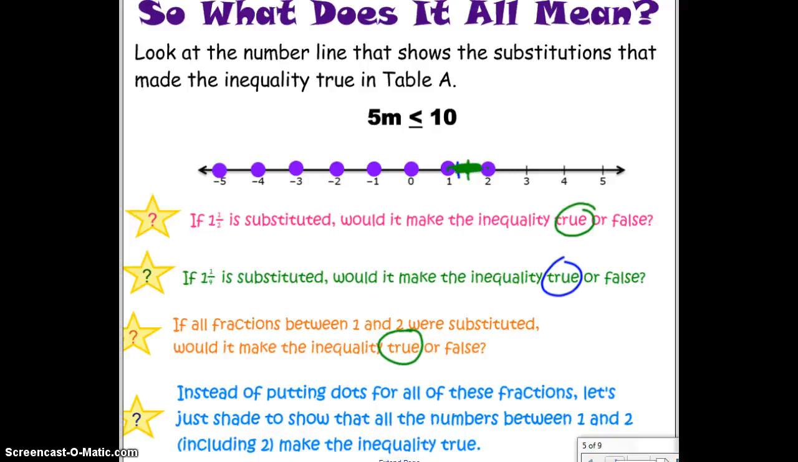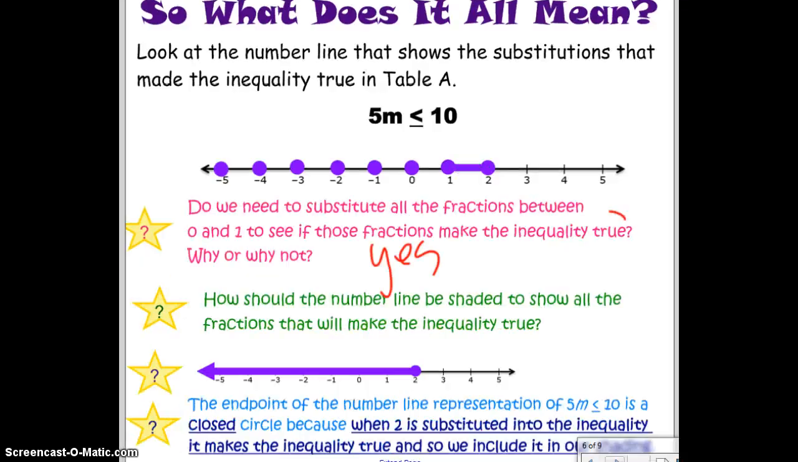In order to show that, we decided to bold the line between 1 and 2, or to shade in all that information. We then thought about what would happen if I picked a number between 0 and 1. Would all those fractions be true? And we decided it was yes.